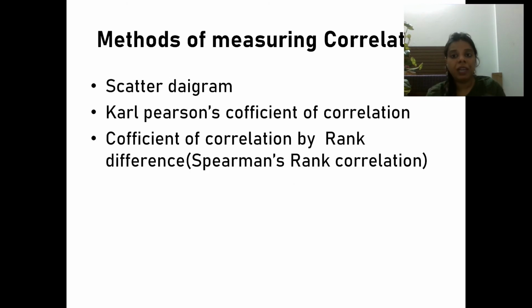So how can we measure the correlation? There are more than three methods, but in our syllabus there are three methods we need to understand. First is the scatter diagram. Second is the Pearson coefficient of correlation, because it is given by Pearson, and we can also call it R or Pearson's coefficient of correlation. Third, we have the coefficient of correlation by rank differences, because this is given by Spearman, that's why it's called Spearman's rank correlation as well.